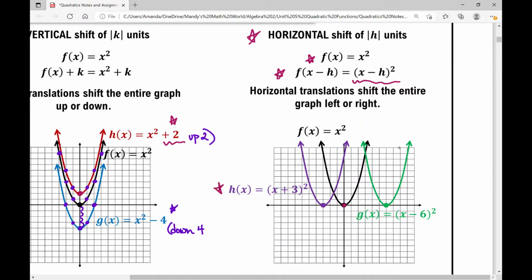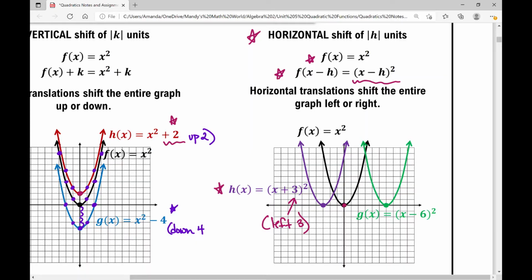This function right here, h of x, equals (x plus 3) squared. What is the value, or let's first look at what happened to my function. Did it move left or right? It moved left 3 units.